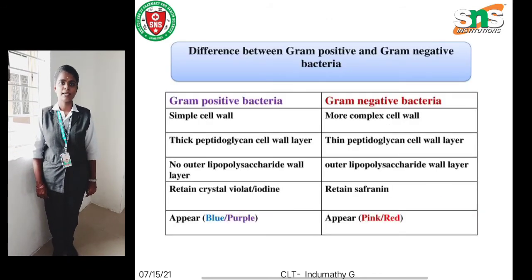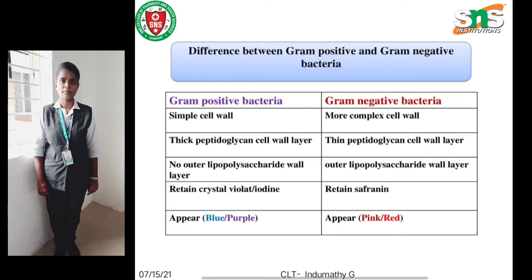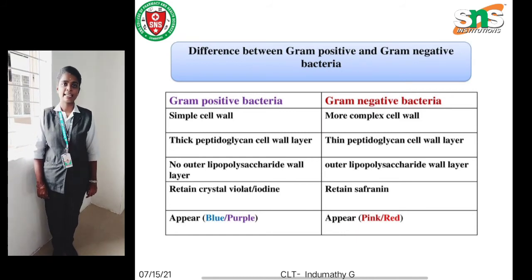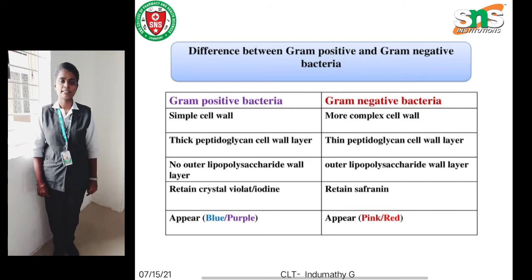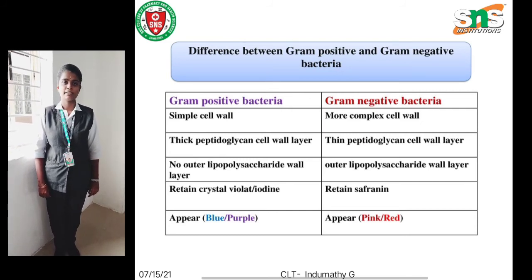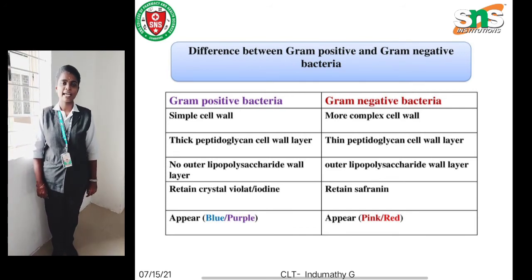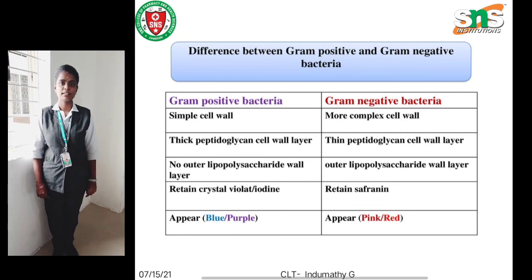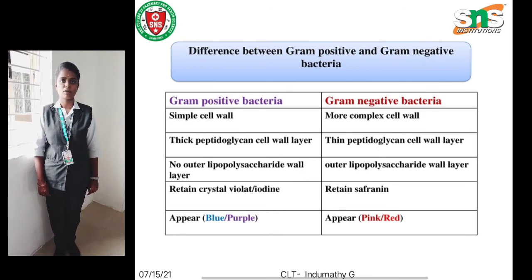The difference between gram positive and gram negative. Gram positive bacteria have a simple cell wall, whereas gram negative bacteria have a more complex cell wall. Gram positive bacteria have a thick peptidoglycan cell wall layer. Gram negative bacteria have a thin peptidoglycan cell layer. There is no outer lipopolysaccharide layer in gram positive, whereas in gram negative, an outer lipopolysaccharide layer is present. Gram positive bacteria retain the crystal violet iodine color, whereas gram negative bacteria retain the safranin color. Gram positive bacteria appear blue or purple. Gram negative bacteria appear pink or red.